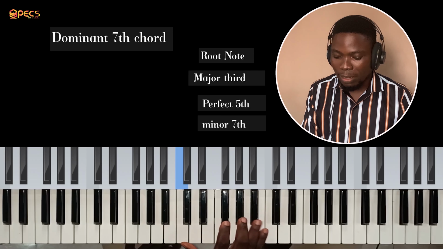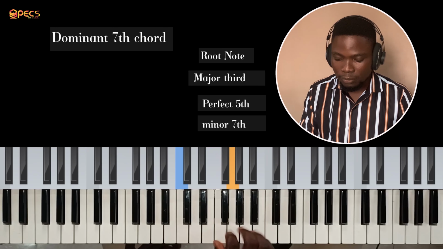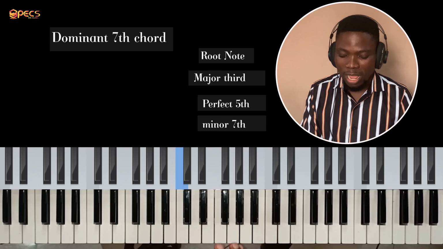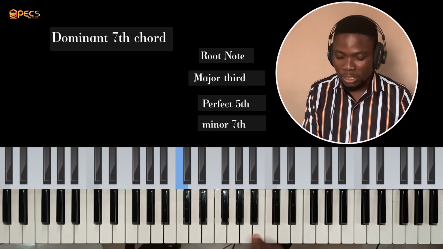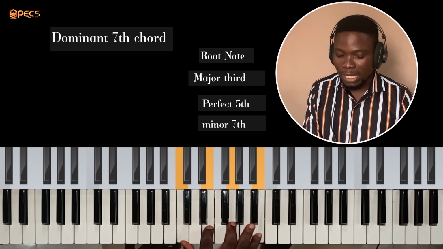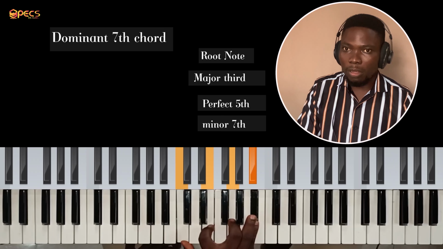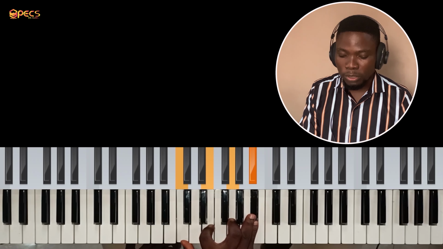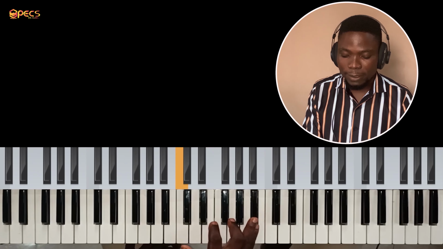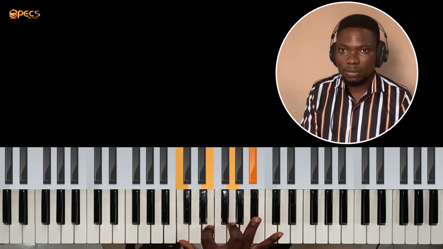Remember, how did I get a minor 7th? I told you that if you play the scale of C major, all the keys which are played are in their major. If you give them numbers 1, 2, 3, 4, 5, 6, 7, this is 7. If you play it this way, it will become what? A major 7th. But once you reduce the 7th, it becomes a what? A dominant 7th chord. So to build a dominant 7th chord again is C, major third, perfect fifth, minor 7th.